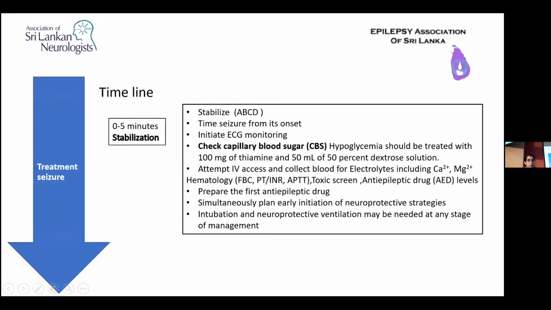So you stabilize ABCD. You try to assess the time from seizure onset because it's again crucial. You don't want to go in too early and treat the patients with nasty medications. Initiate ECG monitoring. Check for capillary blood sugar, and if you detect hypoglycemia in pediatrics, we would be giving dextrose. In adult patients, because alcoholism is common, we'll be giving dextrose in combination with thiamine. So attempt intravenous access and send off the basic blood screenings that could be etiologically helpful for you to manage your seizure. Prepare the first antiepileptic drug.